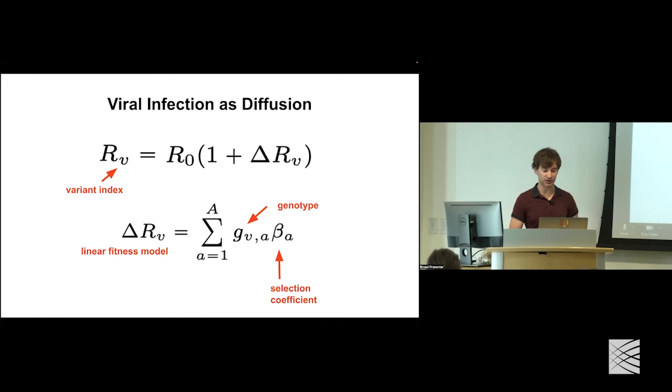Any particular variant only has some small number of these different mutations, and we're going to assume that its fitness is a linear combination of a small number of those selection coefficients that correspond to those particular mutations. So this is just a basic linear fitness model, and this is what allows us to connect the genotype to the basic reproduction number.